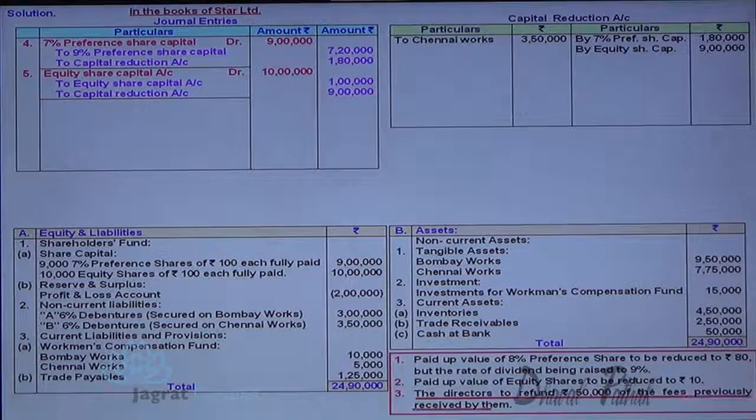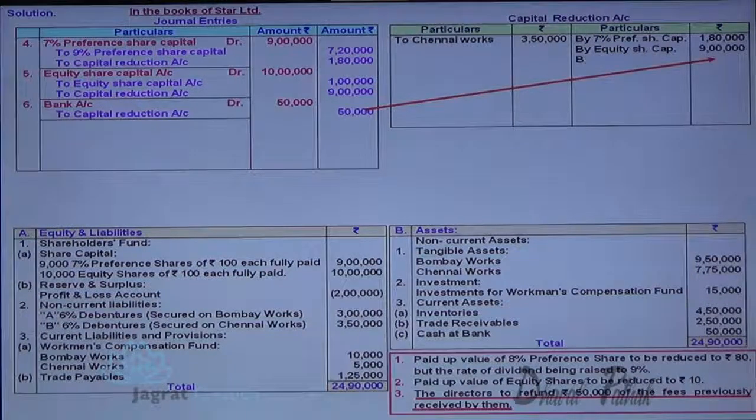Next, third point, debenture holders refund 50,000 of fees previously received by them. I got the refund of fees, bank account debit. It's an income, a gain. Capital reduction account is credited for that. So capital reduction account is credited with 50,000, being cash received by way of refund of director fees. So 1, 2, 3 points are over. Now next.